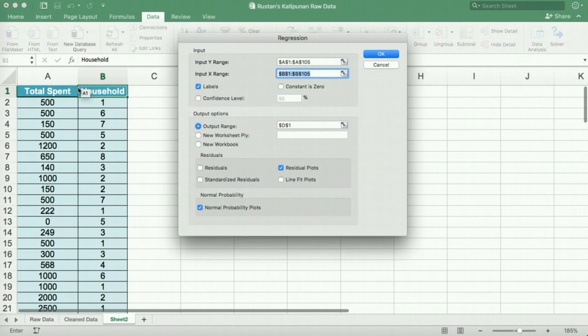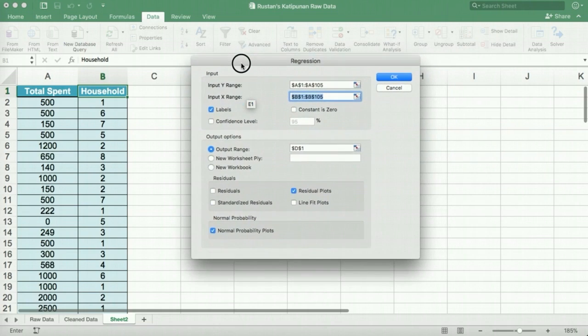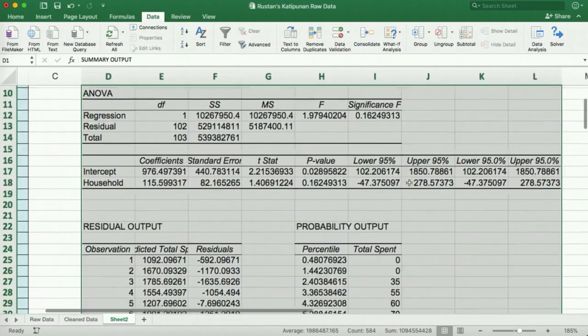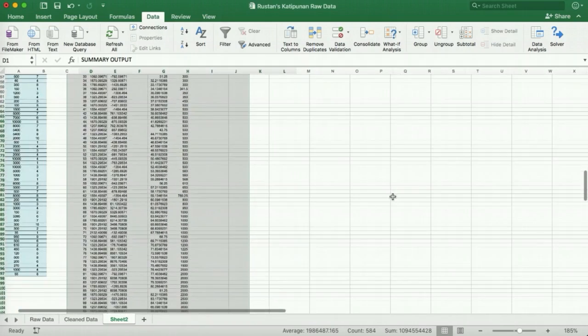Since my selection includes the first row, the column labels, I'll make sure that this is also checked, labels part. Now for output, you can choose to put the output in the same worksheet, like this one in D1, or you can have the output of the simple linear regression test in another worksheet. And to verify the assumptions of simple linear regression, I check residual plots and normal probability plots. Now, once you're done with this dialog box, just click OK, and now the output will appear. Now, before we make any interpretations, again, we have to look at the graphs.